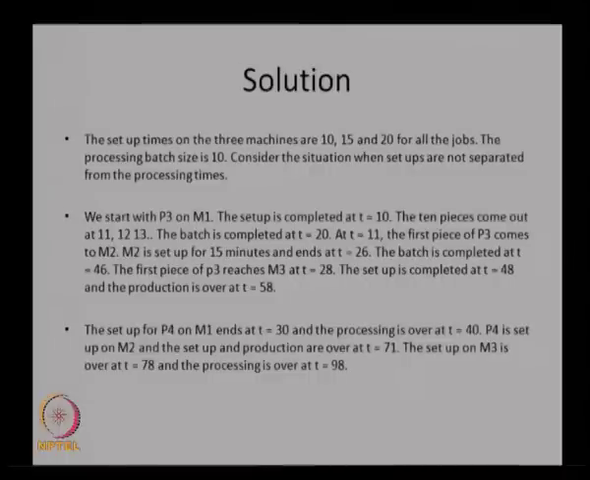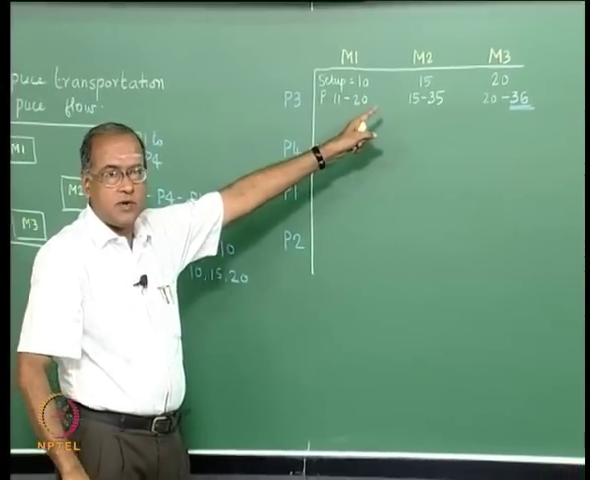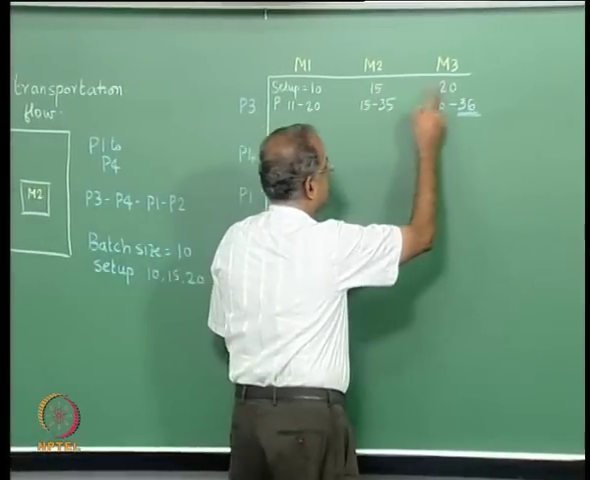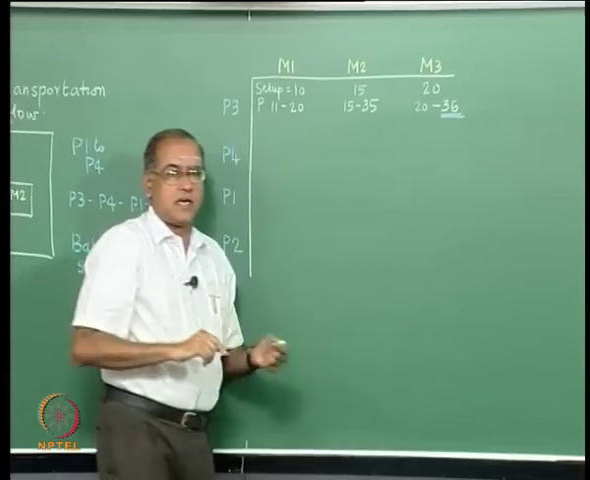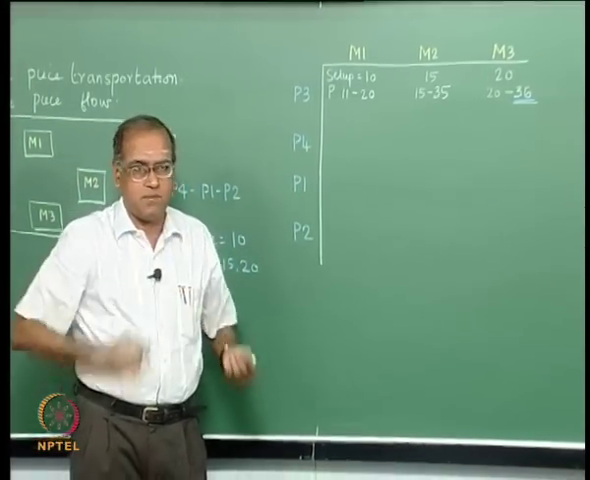The other way to look at it, which is what is shown here, is that we have assumed that at time equal to 0, since both these machines are free, we can do the setup and wait for the pieces to come.